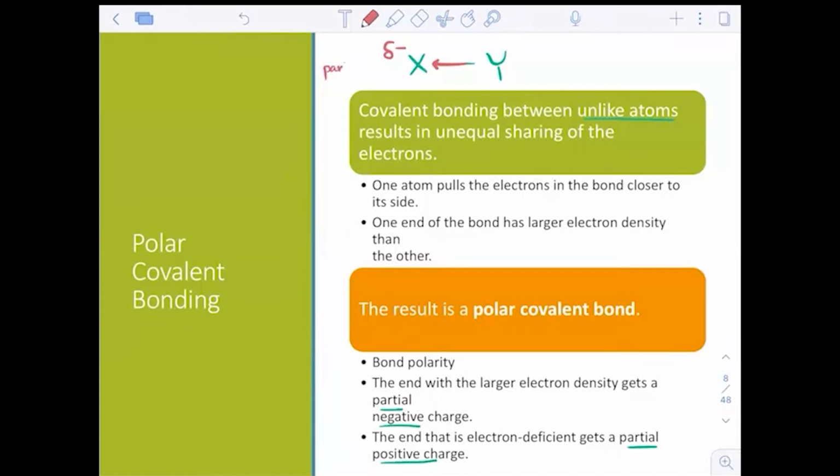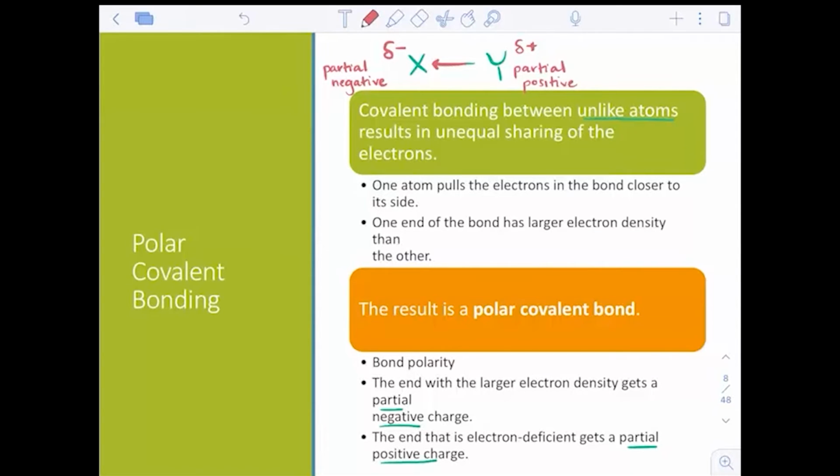That partial negative, again, isn't a full negative. It's what we call a delta minus. Delta is that lowercase d, Greek letter. It just means that the element X must like electrons more than element Y. Element Y is feeling a little bit electron deficient. It's not getting its full octet. It's losing a little bit, and that's what we call a partial positive.